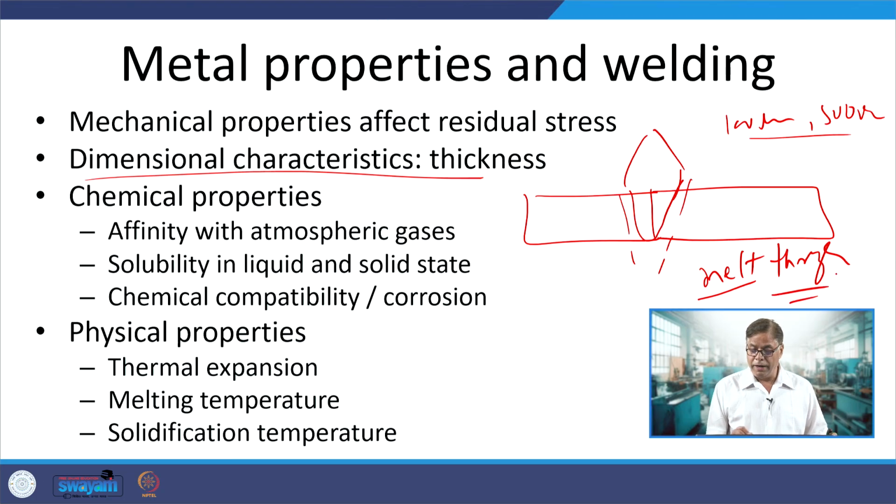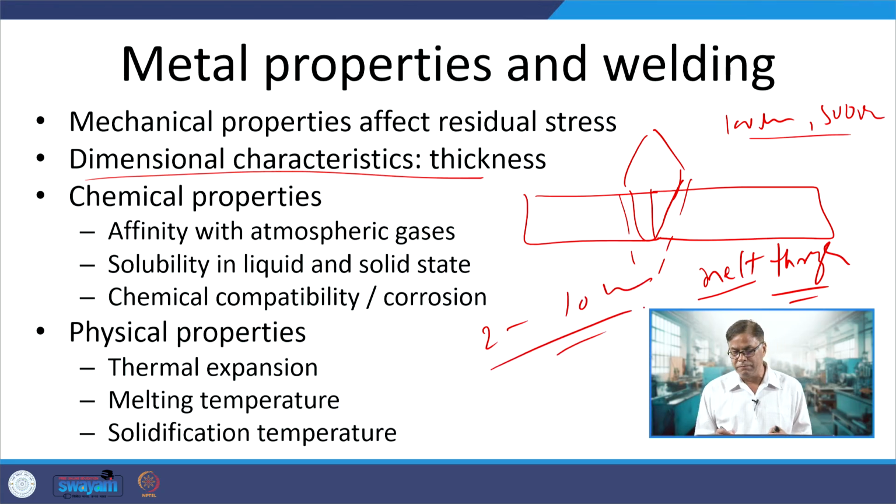Okay. And if the thickness is moderate, like 1 to 5 or 10, then probably the melt through issue is not that serious. Okay. But so, what do we have to do? We have to control the heat in such a way that the melt through problem is avoided, while at the same time through thickness penetration is also realized.